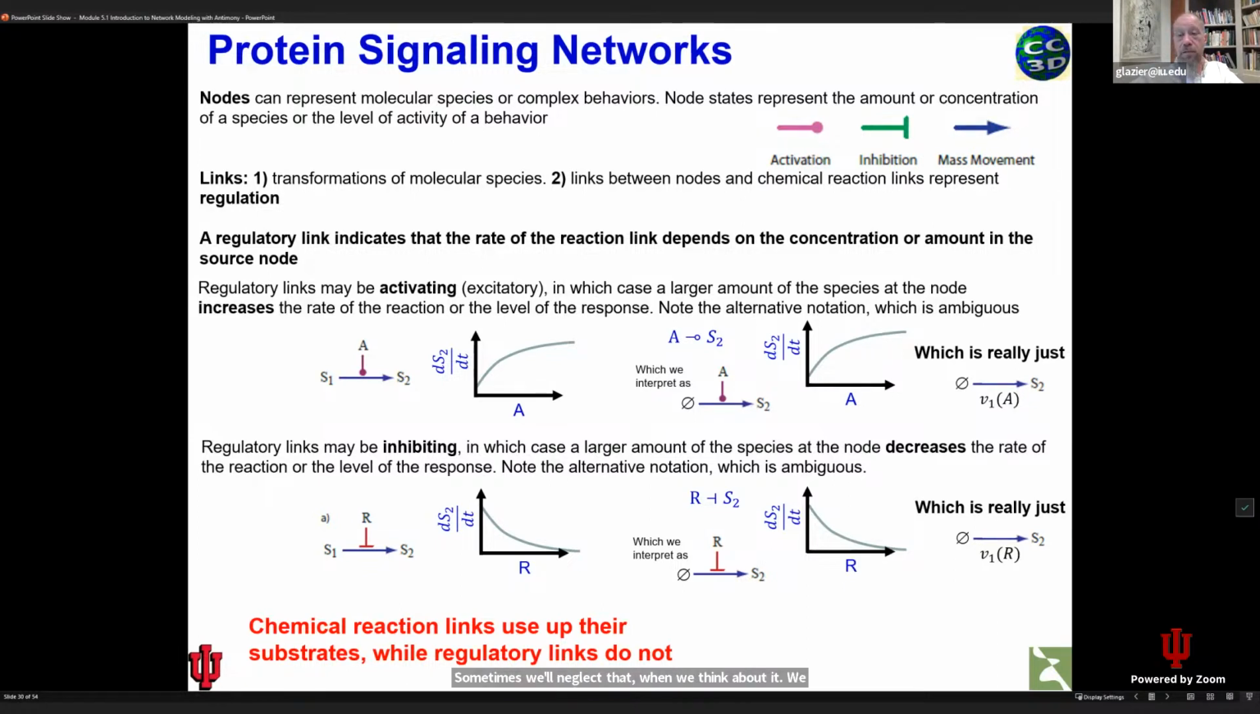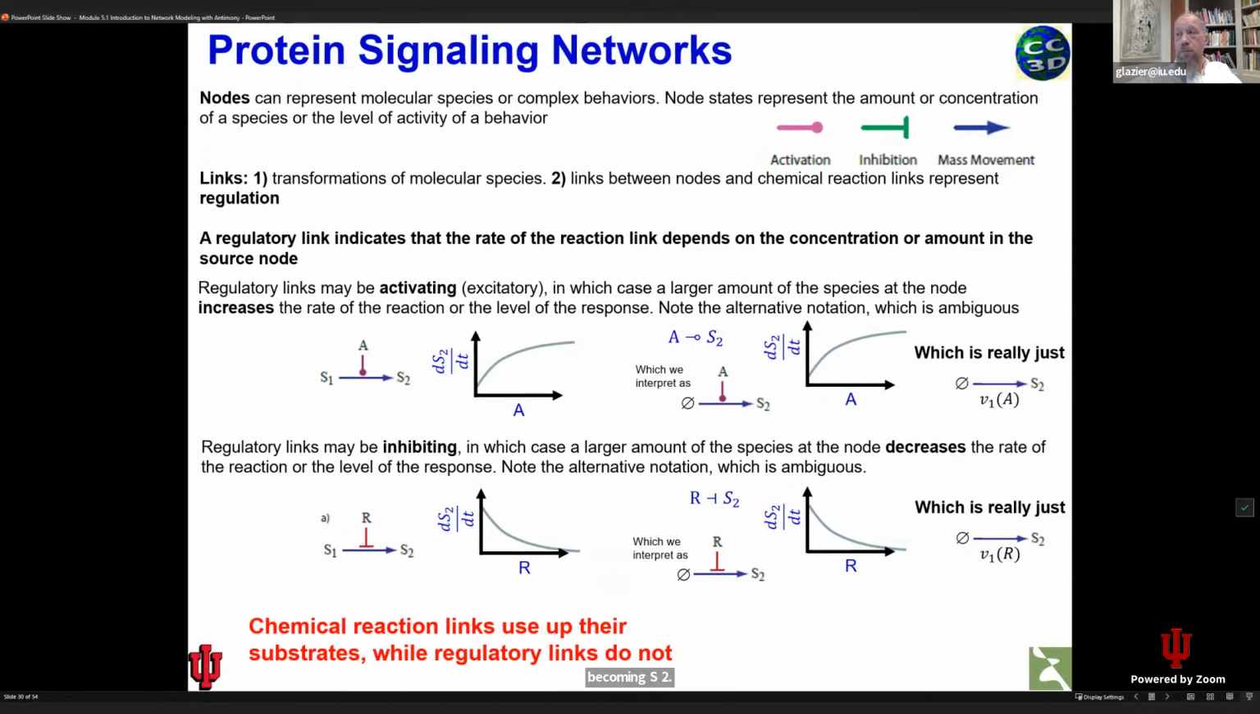We have a concept of an activator, again, our lollipop arrow, an inhibitor, T arrow or blunt arrow. An activator means that the more A we have, the faster, in this case, S1 turns into S2. There might be some basal rate, so even if there were no A, there'd still be some low rate at which S1 became S2. But we assume that the rate of reaction will increase. Clearly, there has to be a limit. If we had an infinite amount of A, we couldn't have an infinite rate of S1 becoming S2.